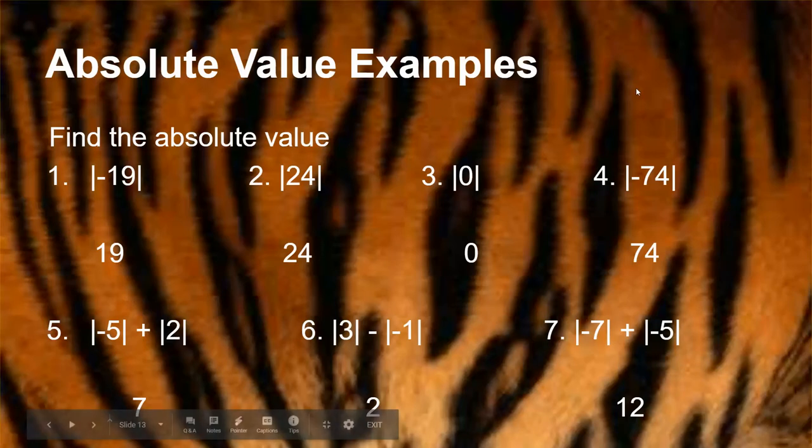Number 6, the absolute value of 3 is 3. Absolute value of -1 is 1. 3 minus 1 is 2. On number 7, absolute value of negative 7 is 7. Absolute value of negative 5 is 5. 7 plus 5 is 12.